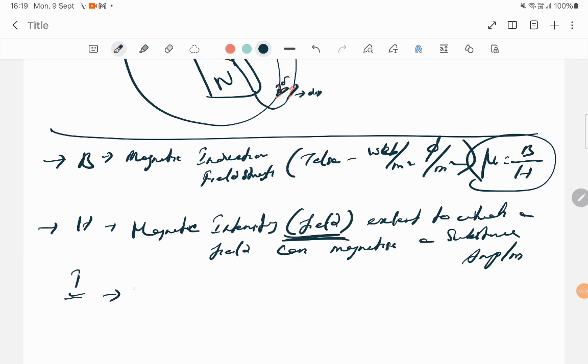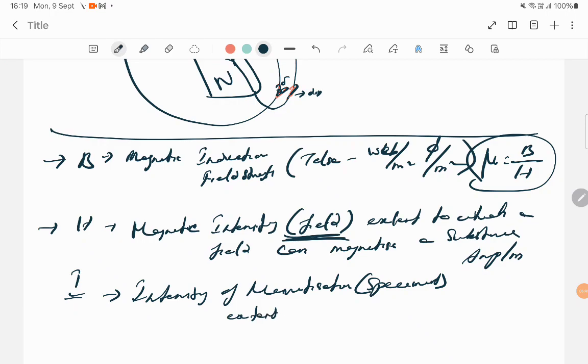So let's talk about this. This is the intensity of magnetization. Intensity of magnetization is actually specimen related. Whether you're keeping an iron or a copper, it depends on the extent to which it can get magnetized. So it is the extent to which the specimen can get magnetized. The field is the same. Are you clear? And the SI unit is also ampere per meter only.